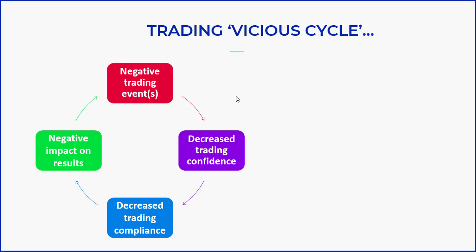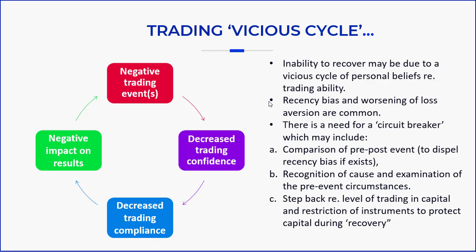If we move to a trading vicious cycle, obviously this is the reverse. So we get a negative trading event creating decreased confidence, decreased belief in our system and the ability to follow it, and this obviously has a continued negative impact on results. So we've got a recency bias that often happens, a worsening of loss aversion, if we look at another cognitive bias. And what we need to do in this situation is have a circuit breaker.